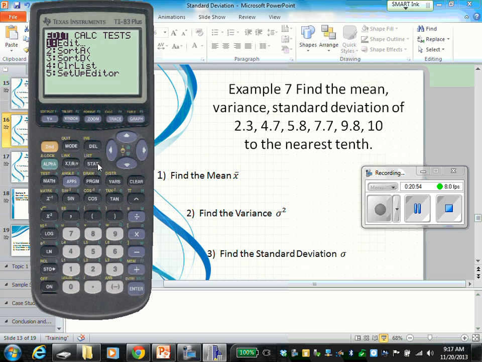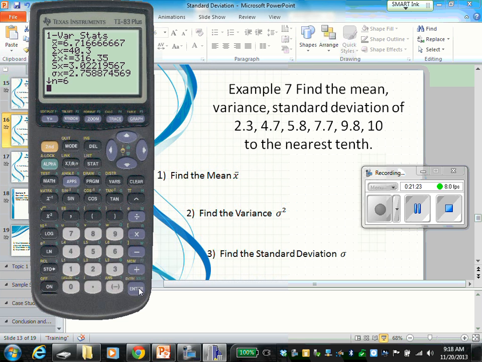We go back to Stat. We're going to go over to Calc. And we want the first one. We want one variable statistics. So we're going to hit enter, enter, or enter, enter, enter, enter, however many times you have to enter. Okay? So in this case, what is our mean? 6.7. We're going to just round everything to the nearest tenth for today. Okay? Which, can I find the variance on here?